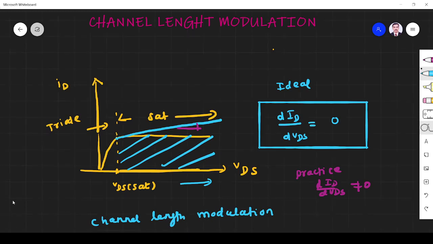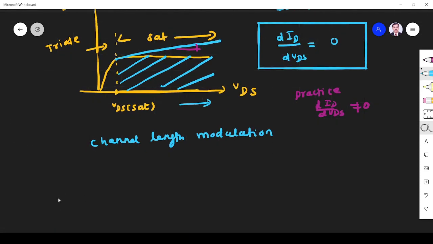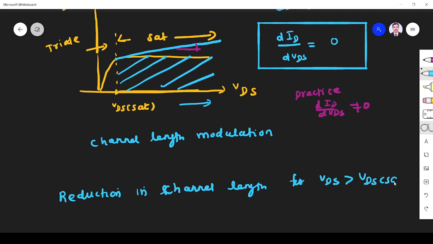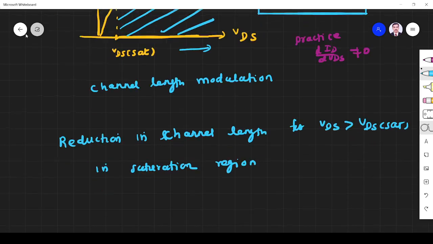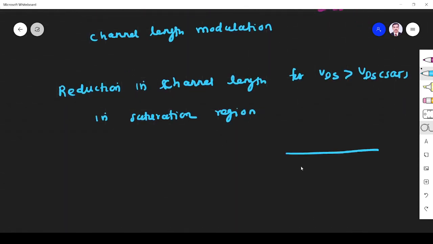The reason for that is channel length modulation. So what is channel length modulation? It is nothing but the reduction in channel length for VDS greater than VDS sat in the saturation region. This phenomenon is called channel length modulation.